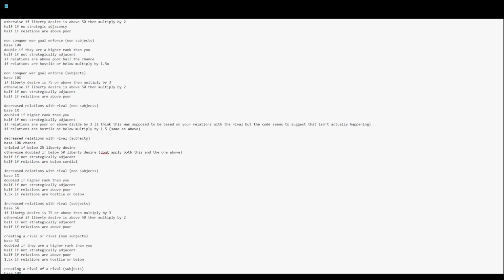Increased relations with rival subjects, base of 5%. If liberty desire is 75 or above, then multiply by 3. Otherwise, if liberty desire is above 50, then multiply by 2. Half if not strategically adjacent. Half if relations are above poor.